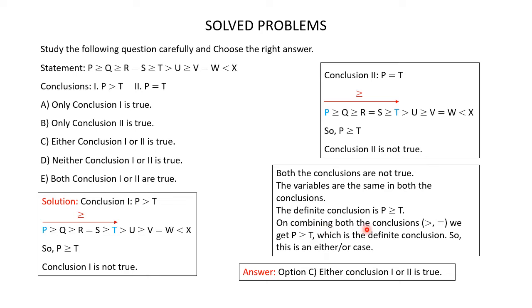On combining both the conclusions, we have the symbol greater than and equal here. So when greater than combines with equal to, we get the symbol greater than or equal to. So on combining both the conclusions, we get P is greater than or equal to T, which is the definite conclusion. So clearly this is an either or case. The correct answer is option C, either conclusion 1 or 2 is true.